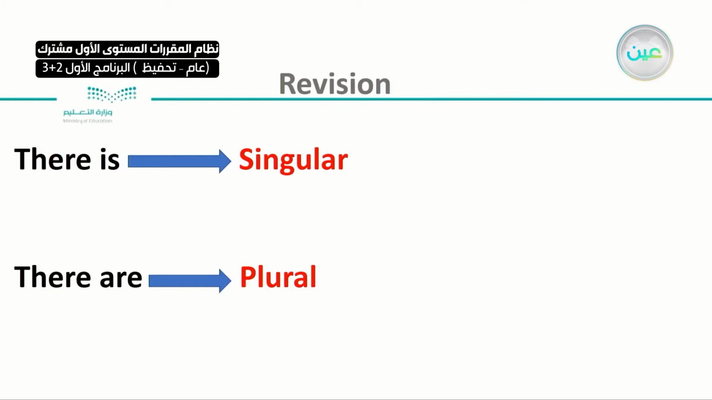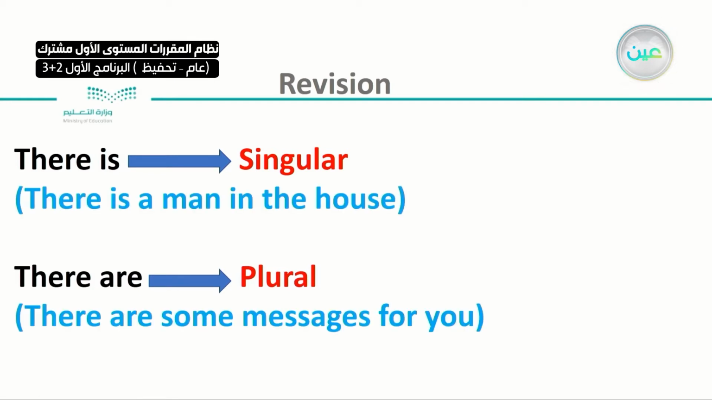And we also took there is and there are. There is with the singular, there are with the plural. Again, there is with the singular nouns, there are with the plural nouns. Here are some examples. There's a man in the house. There is a man in the house.